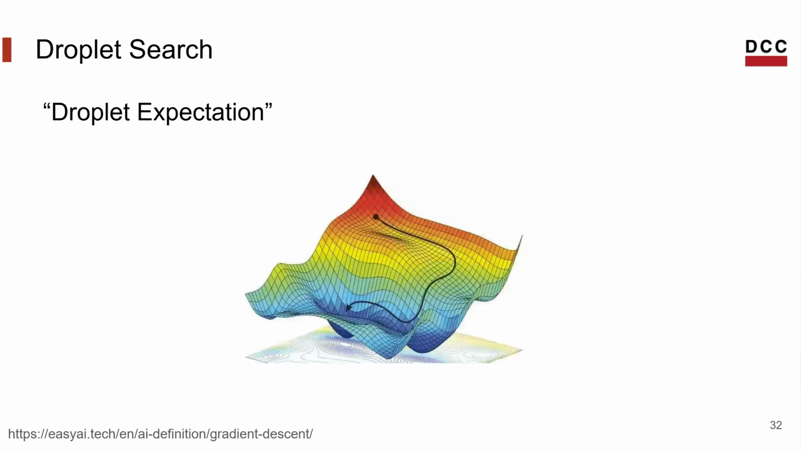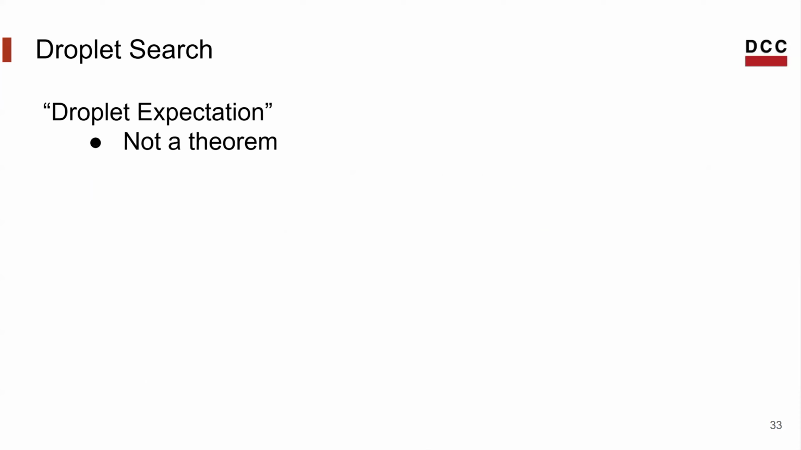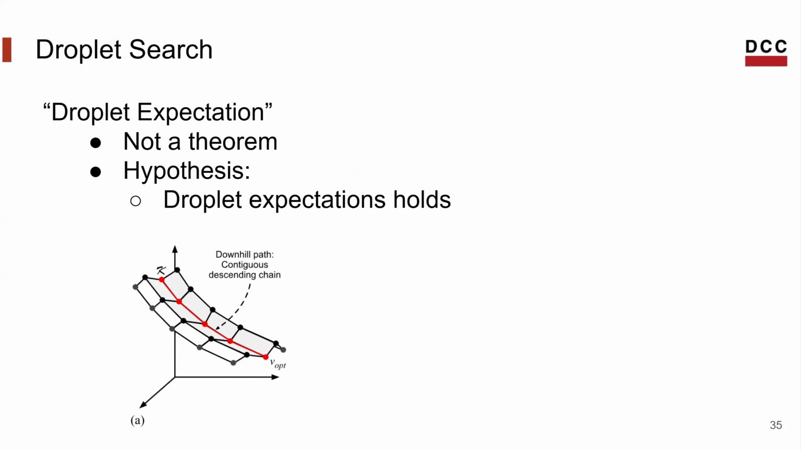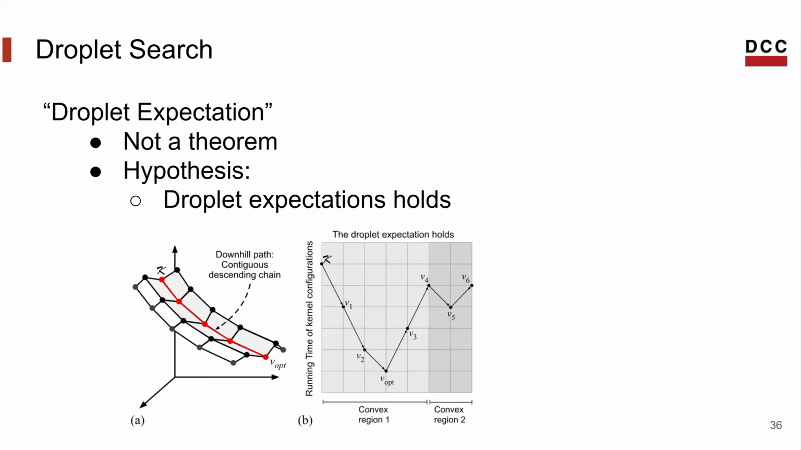Droplet Search is a gradient descent-based algorithm, which is based on the Doppler expectation philosophy. Doppler expectation is not a theorem because it is easy to prove the contrary. Doppler expectation is a hypothesis. The hypothesis that Doppler holds is the downhill path. A downhill path is a contiguous descending chain from the original kernel to the optimal kernel.